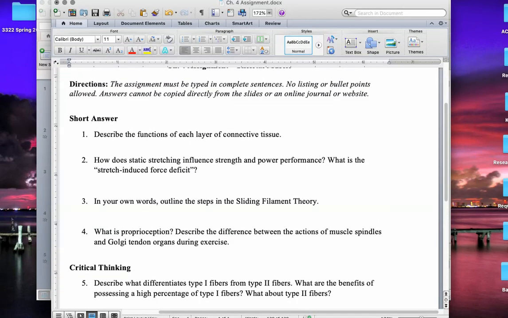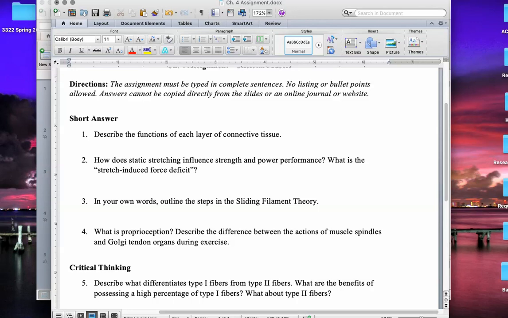After Chapter 4 Part 1, you will be able to answer number 1 and number 2 on your assignment. Describe the functions of each layer of connective tissue. We're going to talk about 3 different layers. They each have their own role. And then we're also going to talk about the components that are within each layer.